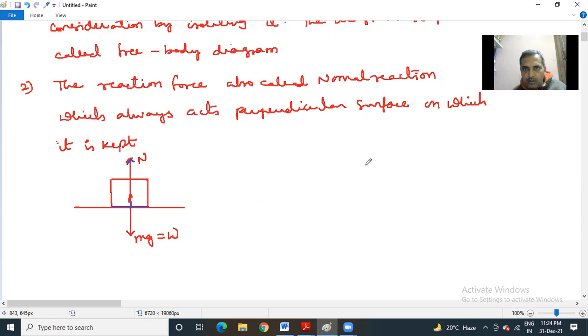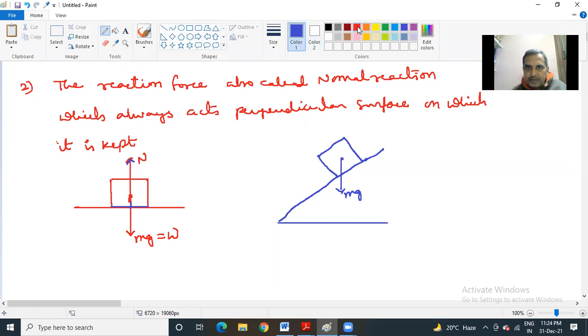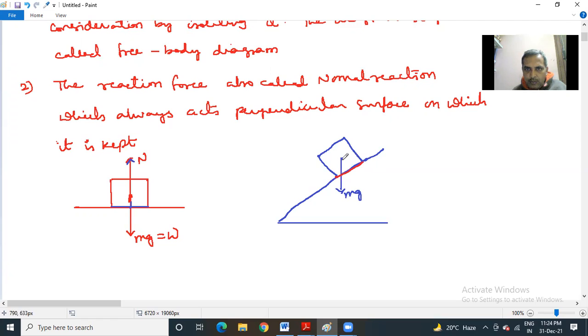Suppose when a body is on an inclined plane, how will the normal reaction be? So this is the body. Here once again mg acts vertically downwards. Since the inclined plane is the surface of contact, perpendicular to the surface of contact there will be a normal reaction. Then there will be a component of mg, you can call it mg cos theta. Then another component will be parallel to the inclined plane. It is mg sin theta. So this is how normal reaction acts on an inclined plane and on a plane surface.